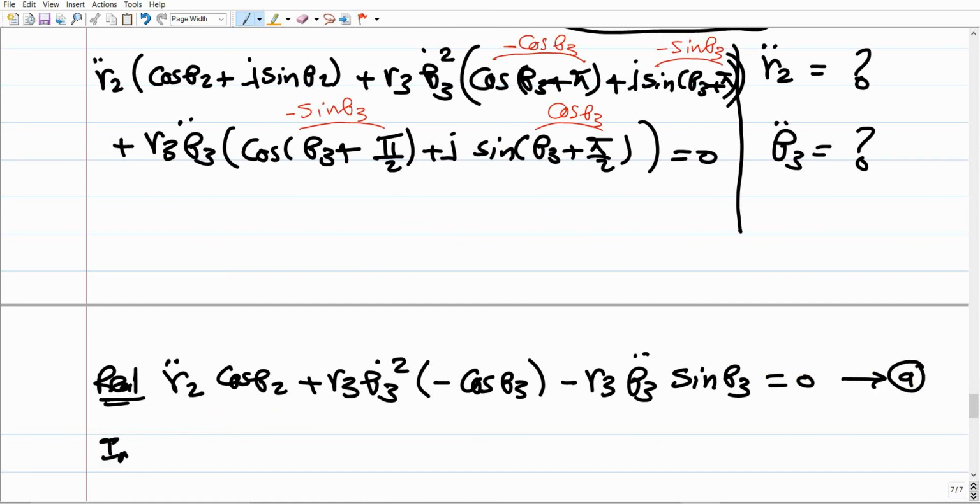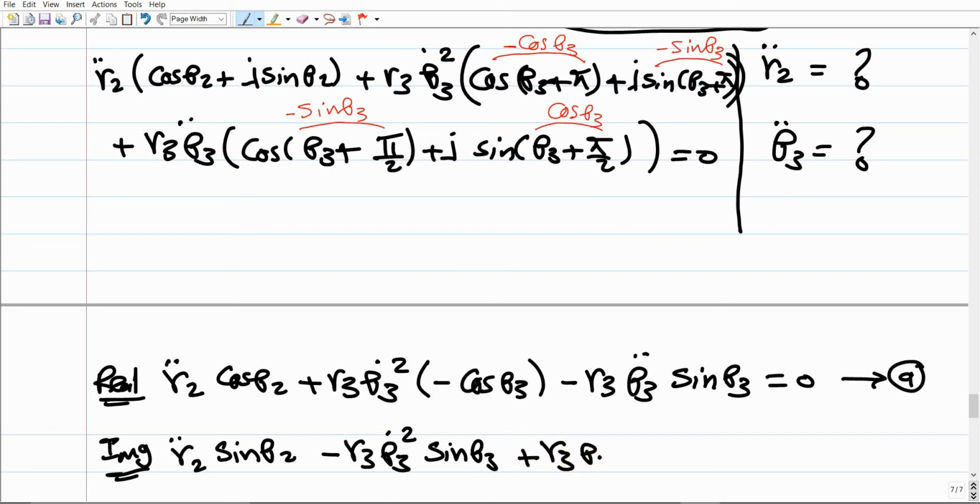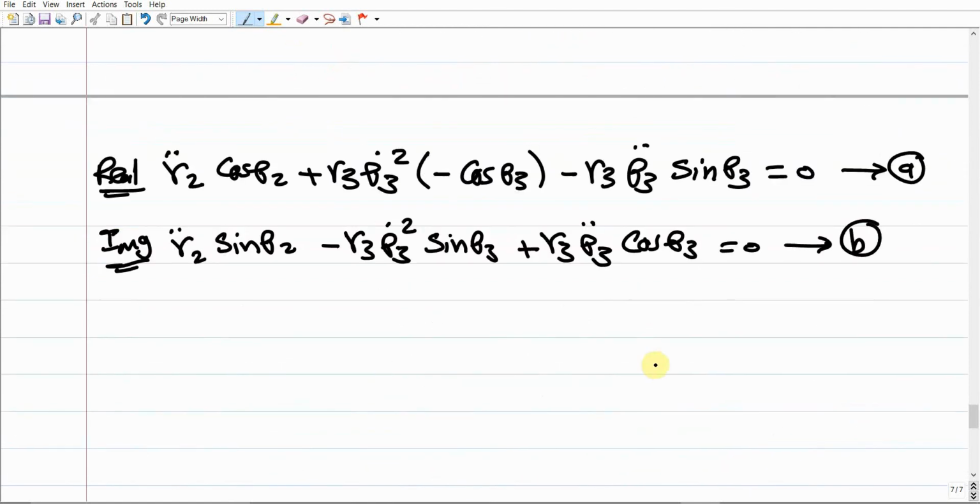Then how about the imaginary part? It's going to be the same: R2 double dot sine theta 2, we're just going to consider the sine. In the imaginary part here, we're going to have the negative R3 theta 3 dot square times sine theta 3, so it's going to be sine theta 3 because we already considered the negative outside here. Then we're going to have the plus of R3 theta 3 double dot cosine of theta 3 equals 0, and this is going to give us the second equation, equation B. Make sense? So we got the real and imaginary.